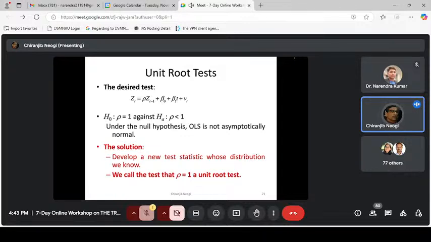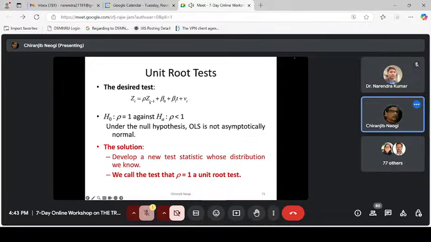Now for this test, say Z is our time series. Z is a function of Zt minus 1, and there is a constant intercept term, and there is a trend, and there is a stochastic term.